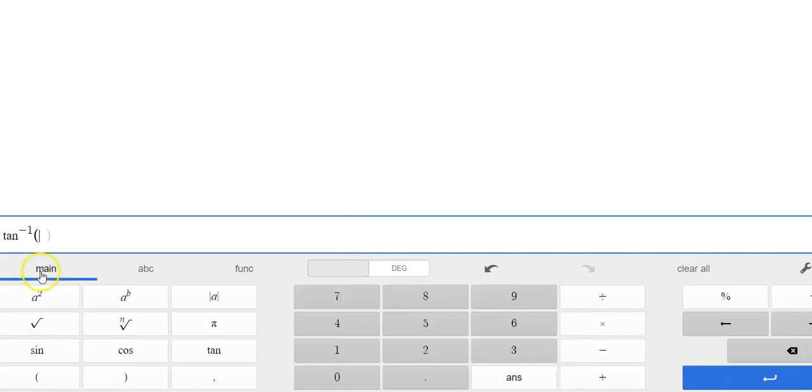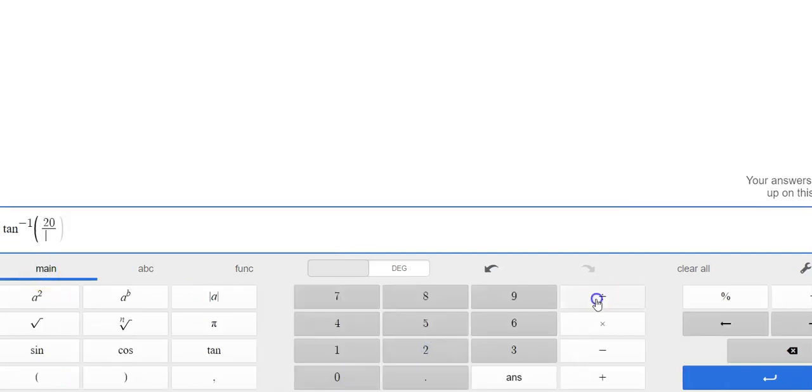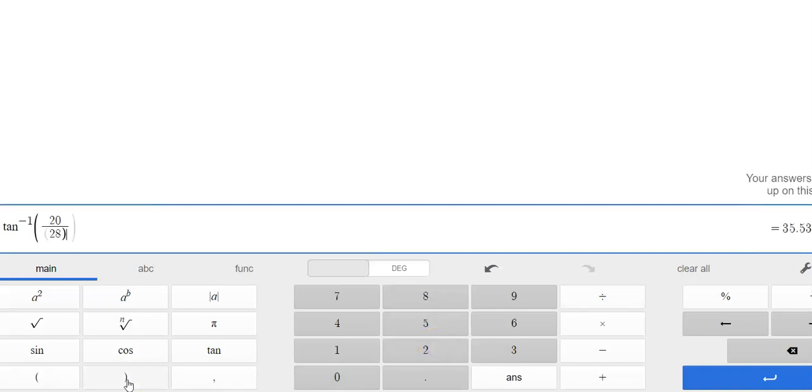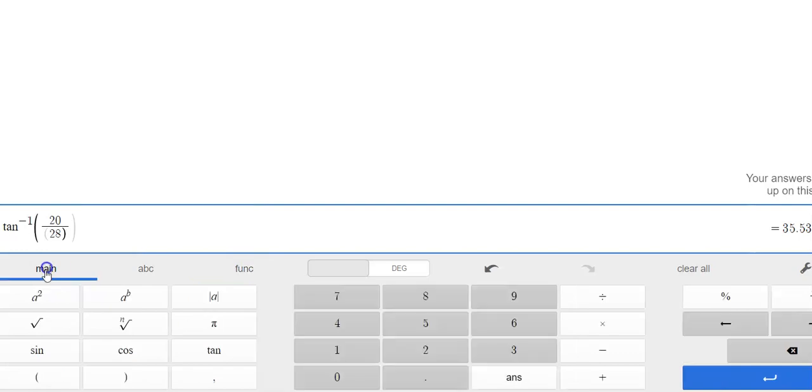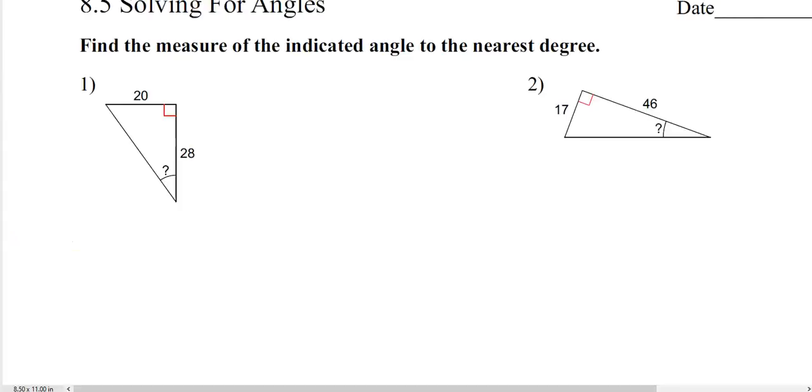You got to go back to main to get to your numbers. And 20 divided by 28, parenthesis. I don't know if I even need that parenthesis, but it gives me the answer. Over here to the right, you can see the 35.5 degrees that way. So if you're using Desmos, function gets you to your trig stuff. Main are your numbers. I'll do one more just so you got a second example to look at.